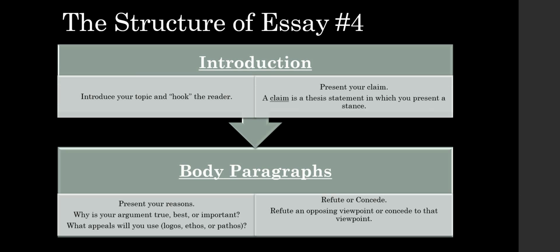If you choose to offer a rebuttal section, you'll want to practice one of two techniques. The rebuttal section allows you to acknowledge an opposing viewpoint, and you can either refute that viewpoint directly or concede to that viewpoint. To refute a viewpoint directly, you will explain why the opposing viewpoint is not true, not best, or not important. This could also mean that an opposing viewpoint just doesn't fit into your discussion.